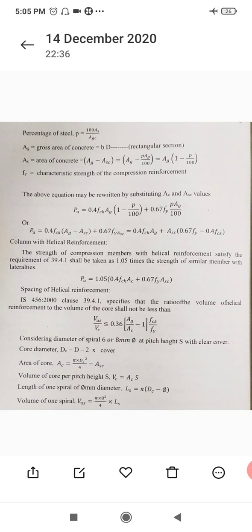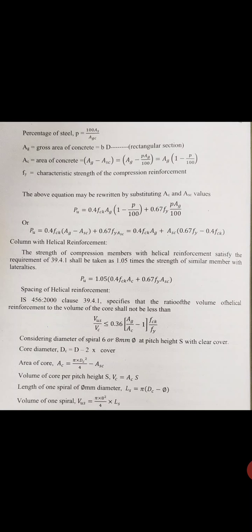Considering the diameter of spiral 6 or 8 mm dia at a pitch height S with a clear cover, core diameter DC equals D minus 2 times the cover. Area of core AC equals pi into DC squared divided by 4. Volume of core per pitch height S, VC, equals AC into S. Length of one spiral LS equals pi into DC minus dia. Volume of one spiral VUS equals pi into 8 squared divided by 4 into LS.